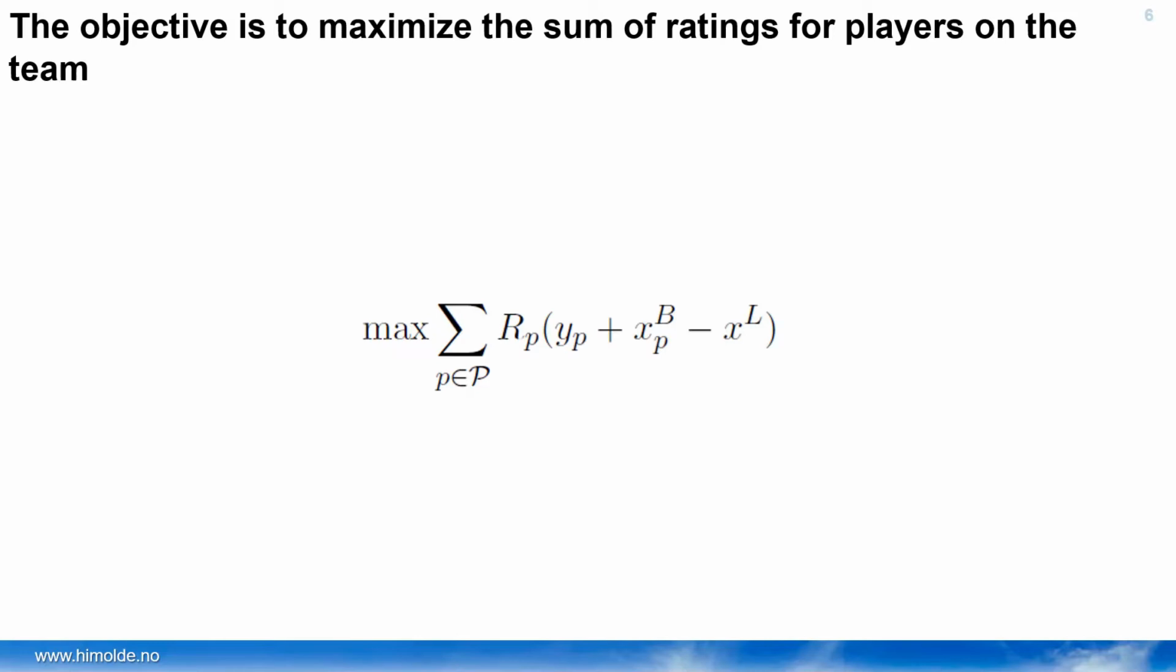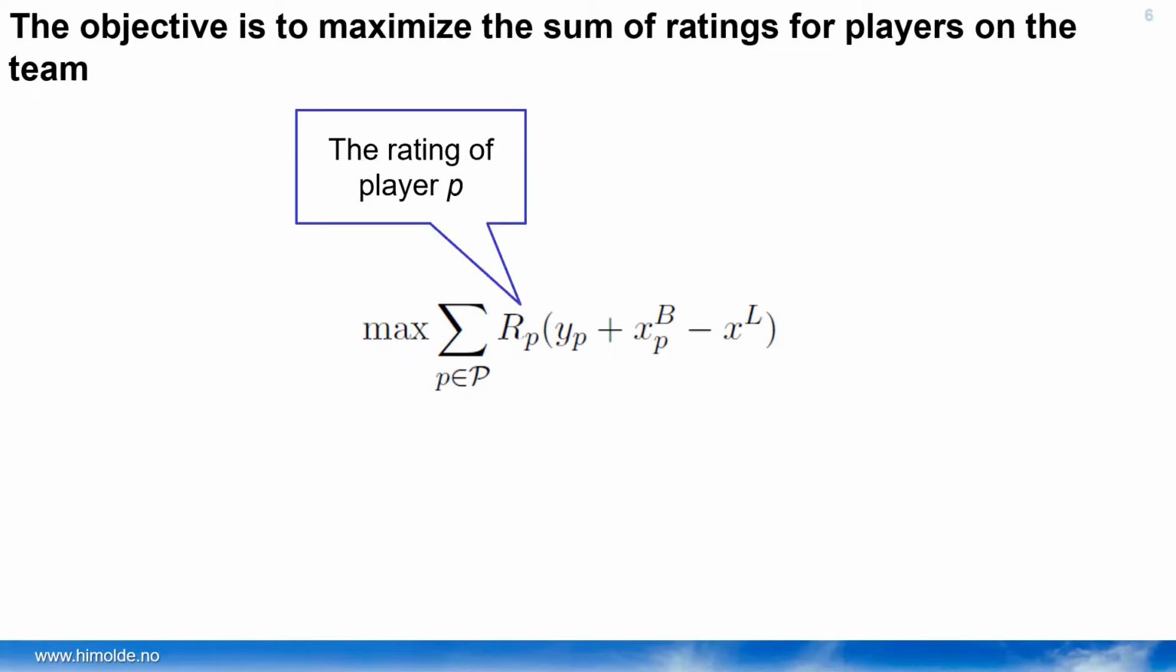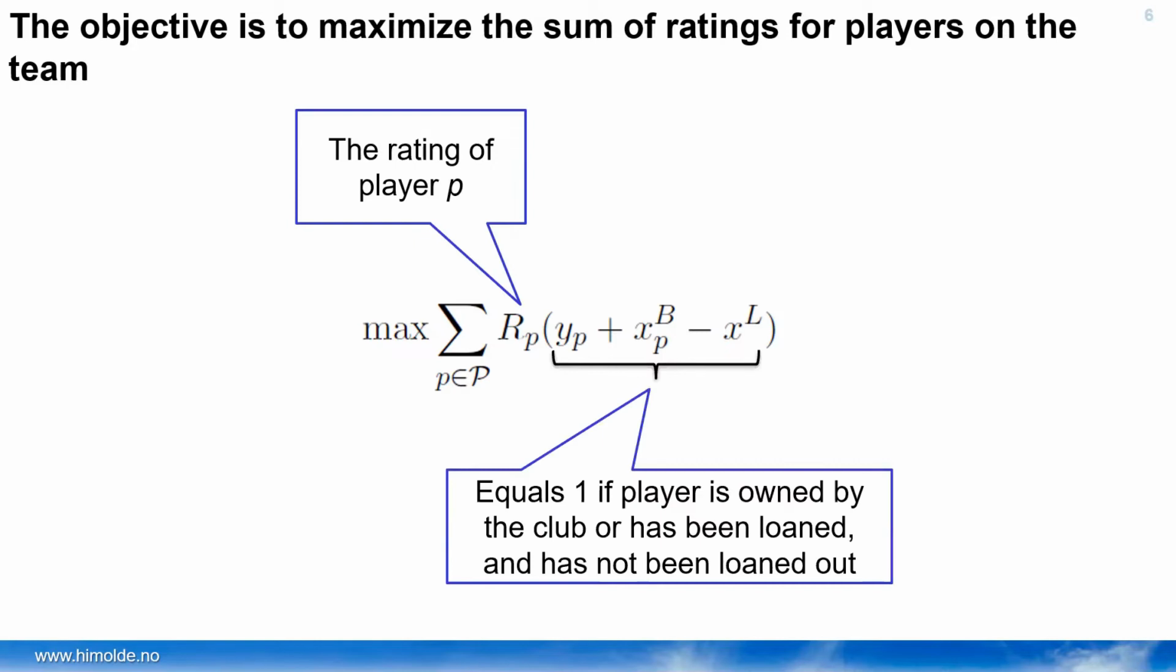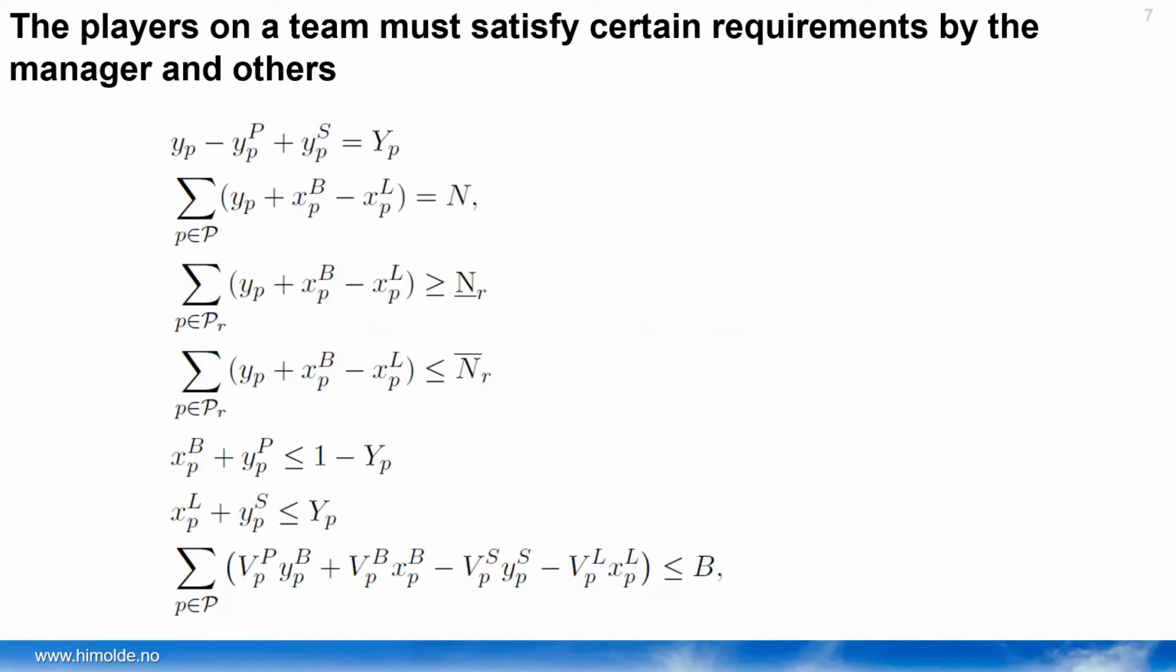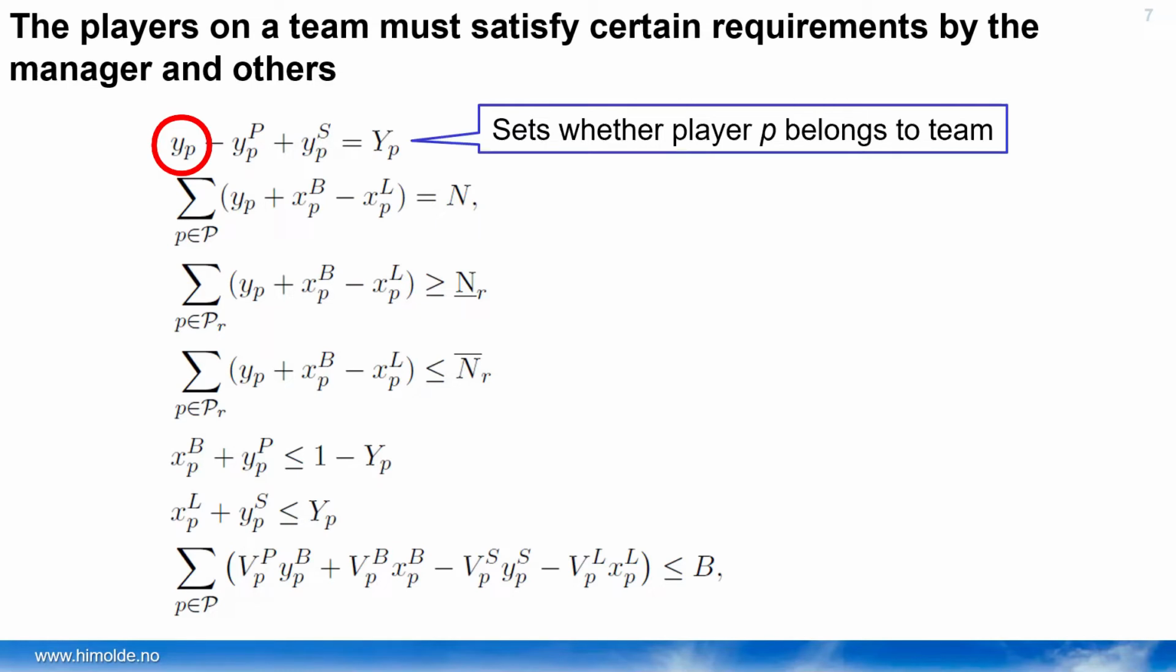The goal of the model is to maximize the ratings of the players in the team, here indicated by R. Players that are currently loaned out do not count, as they cannot contribute to ensure sporting success. There are then some restrictions on how a team can be composed. There is a variable, YP, that indicates whether or not a player currently has a contract with the team, meaning it either had a contract from before and has not been released, or it did not have a contract and has now been signed.